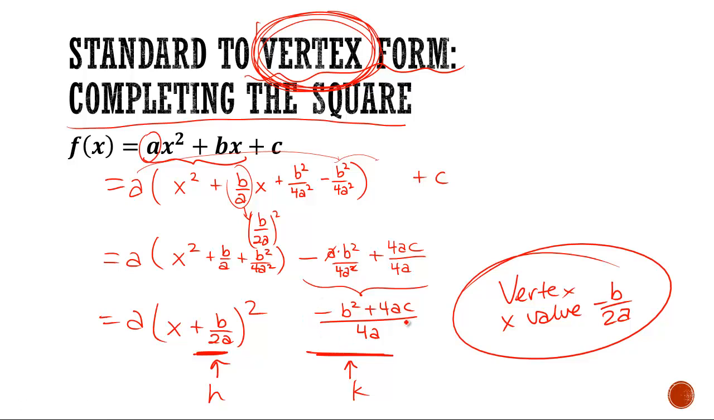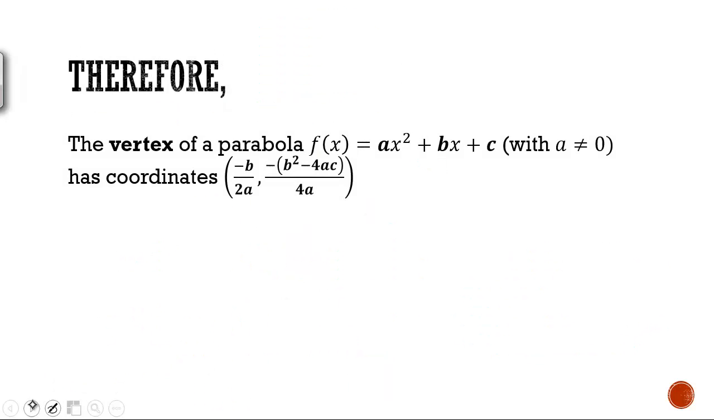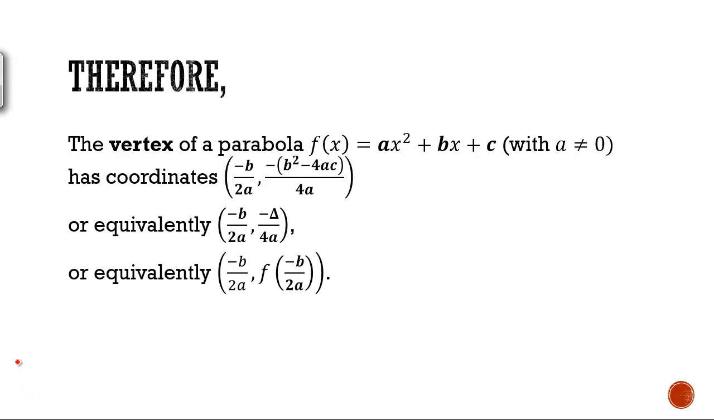It's also interesting to note that this is almost the same as the other part of the quadratic formula, right? If you factor out the negative, this will be b squared minus 4ac. So let's summarize that. The coordinates of the vertex, based on the standard form, will always be like this. Now, these are some equivalent ways of rewriting it.